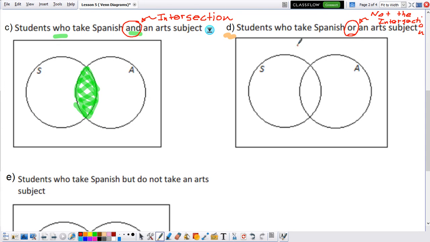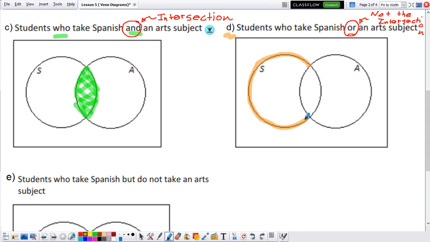Intersection. Good. We can think about it as the intersection between the groups. And "or" is not the intersection, because it's either Spanish or art. It cannot be both of them. You need to choose one. So now, how can we shade the region that talks about Spanish or art? Well, we're going to shade the circles.